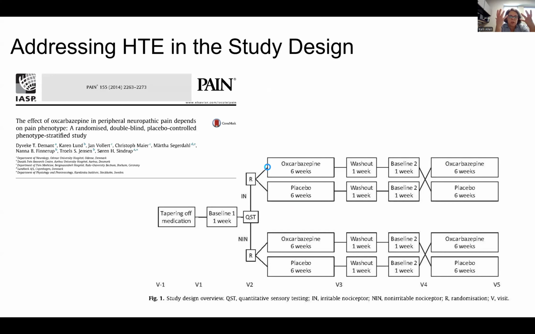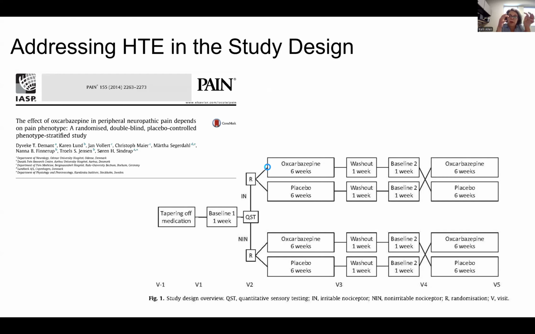And so what these researchers thought, based on prior researchers, was that this phenotype, they call it irritable or non-irritable phenotype, is based on quantitative sensory testing. They thought maybe the medication effects would differ based on that. So they did the quantitative sensory testing, split people into the irritable and non-irritable phenotype. They were randomized within those groups to oxcarbazepine or placebo.